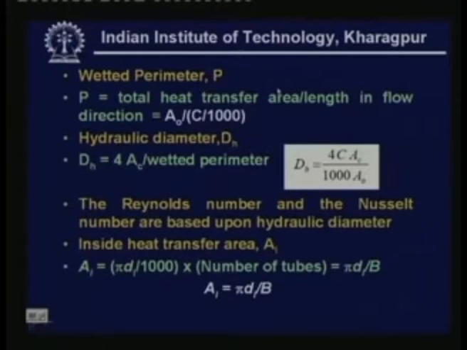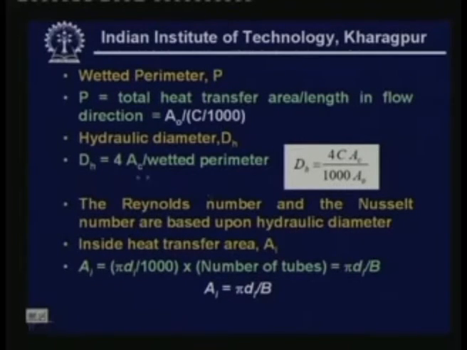Next we find the wetted perimeter. Wetted perimeter P is defined as total heat transfer area divided by length in flow direction. Length in flow direction, per row, is nothing but C divided by 1000. So wetted perimeter is A subscript O, that is the total area, divided by C by 1000. Why do we need wetted perimeter? Because the hydraulic diameter is defined as 4 into minimum flow area, that is A subscript C, divided by wetted perimeter. Hydraulic diameter is defined in terms of wetted perimeter and minimum flow area. So if you substitute the expression, you find that the hydraulic diameter is given by 4 into C into A subscript C divided by 1000 A subscript O.